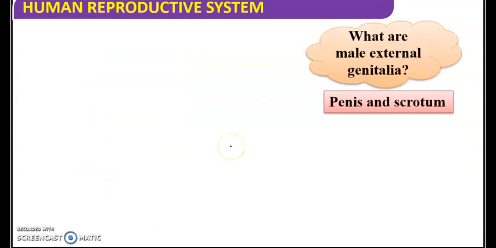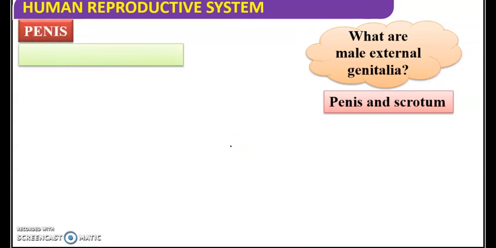Now, what are the male external genitalia then? There are only two male external genitalia. One is the penis and the other one is the scrotum. Now, we have already studied the scrotum. Now we are going to study the penis, which is also called the male copulatory organ.